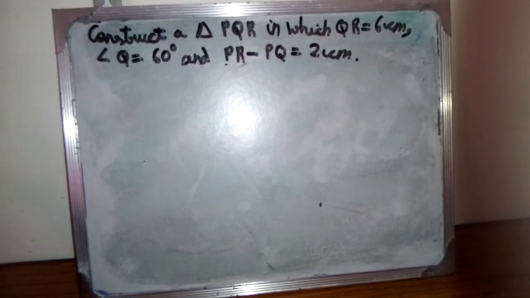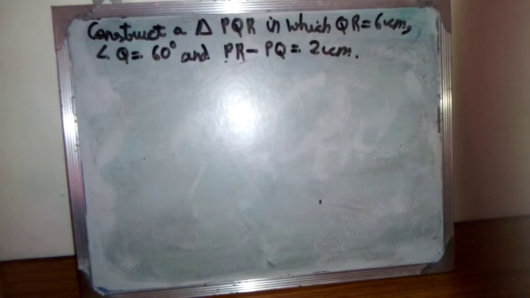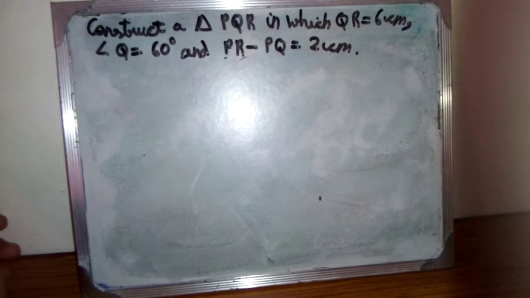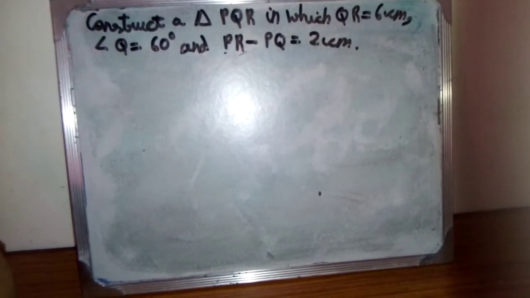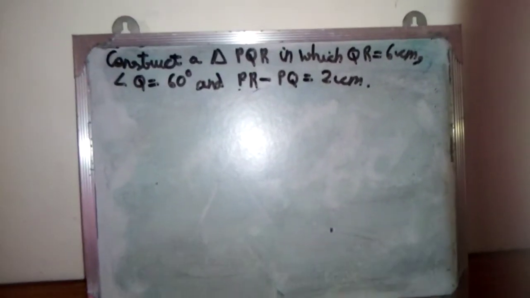Today we will learn to construct a triangle given its base, a base angle, and the difference of the other two sides. Okay, so in this we will understand this construction by a question.